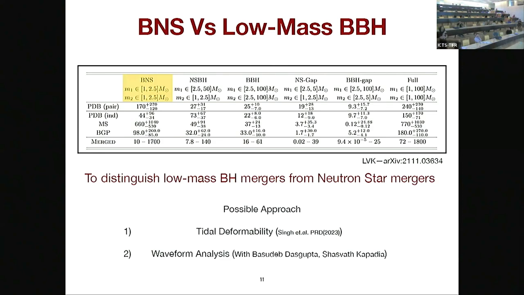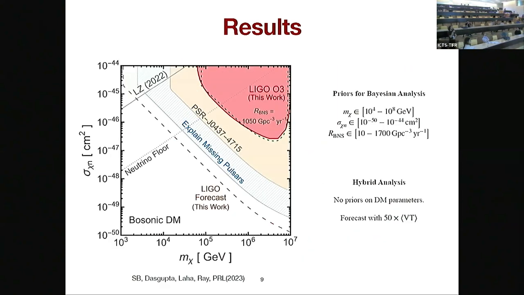Okay, maybe I have one question and one comment. Could you go back to the slide with the constraints? Maybe you said it, but I missed it. This missing pulsars thing, what does it mean? This missing pulsar thing is not an exclusion.